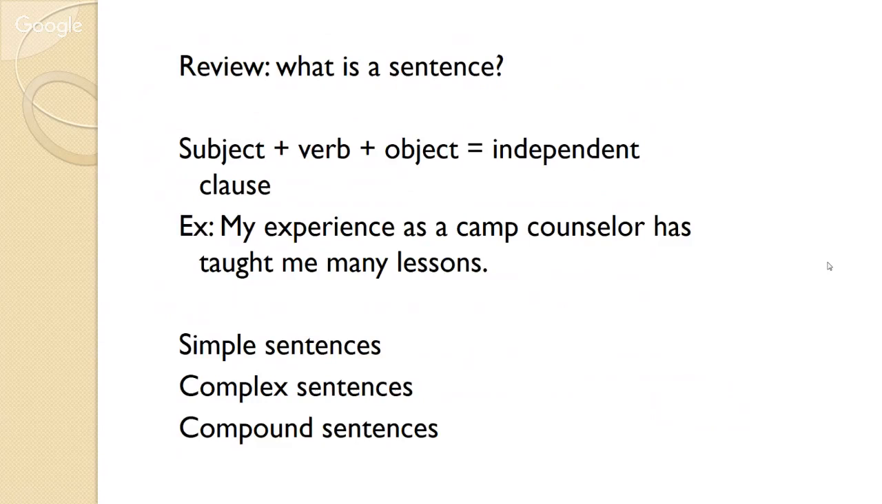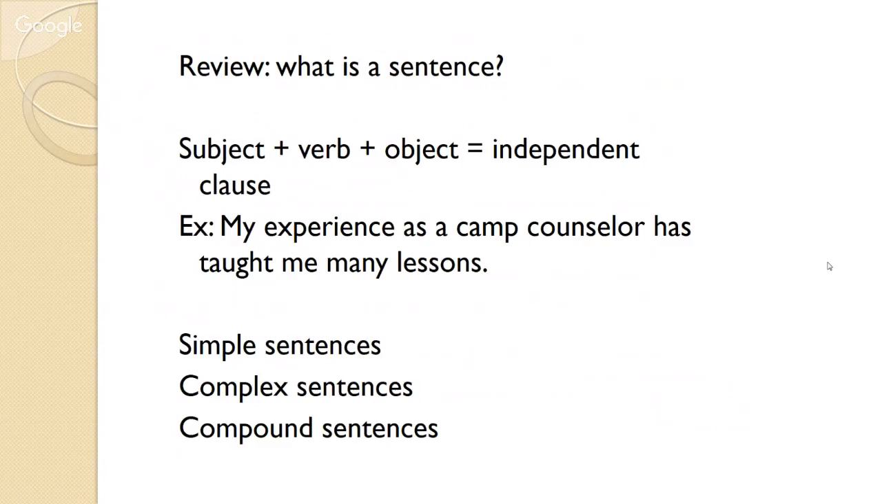So, for example, my experience as a camp counselor has taught me many lessons. That's a simple sentence because it consists of a single subject, verb, and object. The subject in this case is my experience as a camp counselor. The verb is taught. And what's the object? Me. Many lessons have been taught to me by my experience as a camp counselor. So that's a simple sentence in that it consists of a single independent clause.